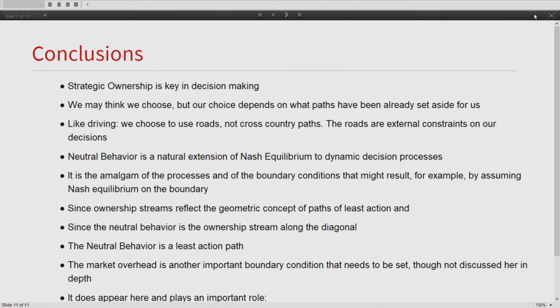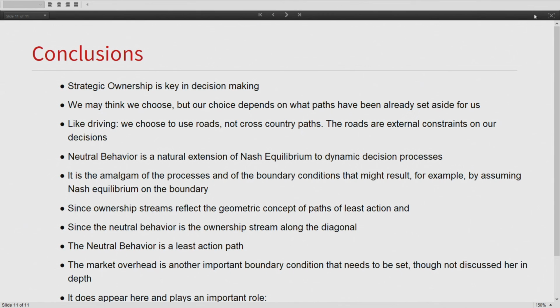Conclusions. My takeaway is that strategic ownership is a key thing in decision making. It's one that's ignored because it's mostly invisible, because we normally just assume that there are choices. We forget the fact that there are rules that determine our choices. Because of that, what we should focus on will not be traditional game theory things like Nash equilibrium, but we will have to consider what the neutral behaviors are. It's the amalgam of the processes and the equations, some kind of geodesic or shortest distance between two paths, and setting up the boundary conditions. So the ownership reflects both those two options.